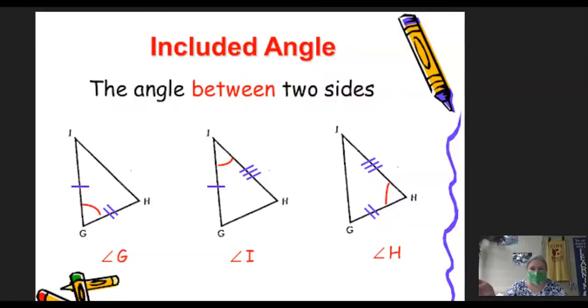First, I've got some illustrations to show you. I just wanted to show you some good pictures I found online to illustrate it before we actually start doing some. The included angle is the angle between two sides. So for instance, we have a side marked here, that's side IG, and a side marked over here, side HG. The included angle for those two would be angle G. And then here, the included angle for the two marked sides would be angle I. And here, the included angle for the two marked sides would be angle H.